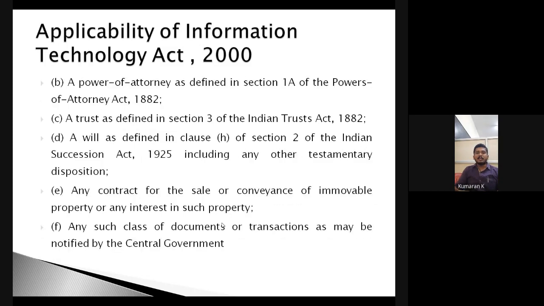The other thing is the power of attorney as defined in section 1A of the Powers of Attorney Act 1882. Suppose a person possesses some property, or the person is a minor girl or boy. They are not supposed to use that property or sell it. They cannot sell it or use it. But the guardian will have the power of attorney.